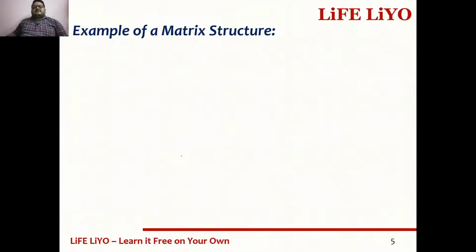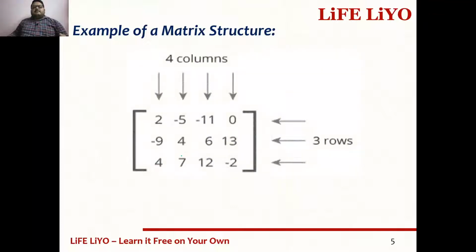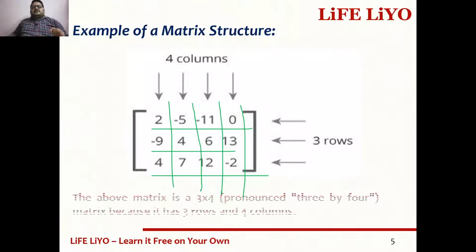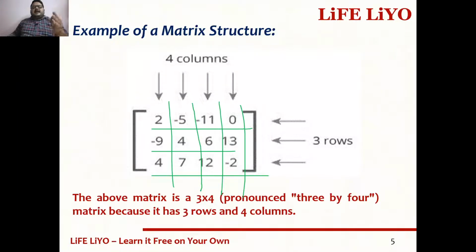Example of a matrix structure. Let us consider an example. This matrix consists of row 1, row 2, row 3, that means 3 rows, and column 1, column 2, column 3 and column 4, that means 4 columns. That's why it is called a matrix of 3 by 4, that means 3 rows and 4 columns.